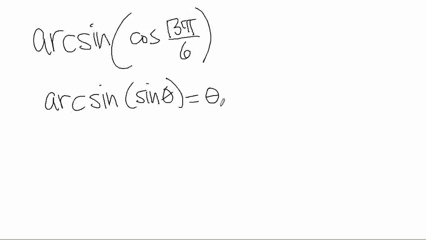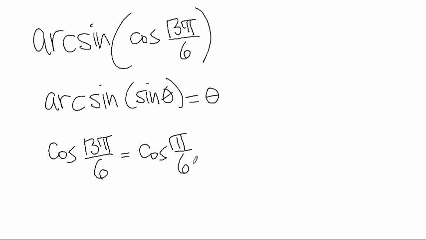Okay, so now let's think about how to find an equivalent expression for cosine of 13 pi over 6. First of all, we can add or subtract 2 pi's all day long, and we will not change the cosine value. So 13 pi over 6 is a little bigger than I would like it to be, so why don't I subtract 2 pi from it? That's the same as subtracting 12 pi over 6, and that will give me the cosine of pi over 6, right?